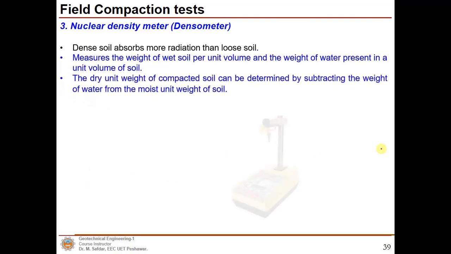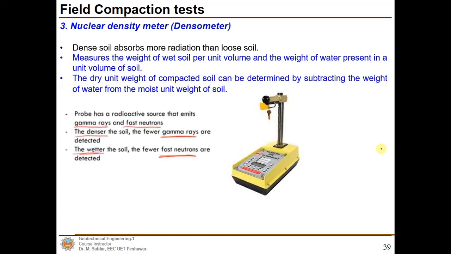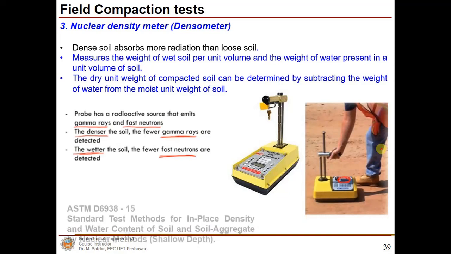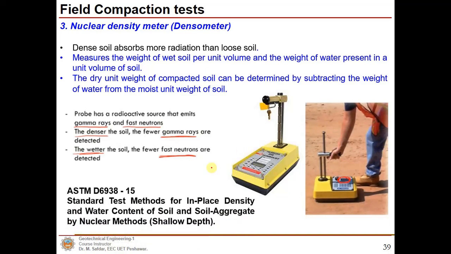In nuclear density meter, density or the unit weight and the moisture content is determined based upon a probe which is inserted into the soil. That probe has a radioactive source which will emit gamma rays and fast neutrons. Now, the denser the soil, fewer gamma rays will be detected by the receiver.